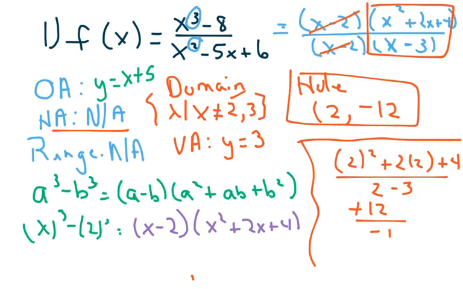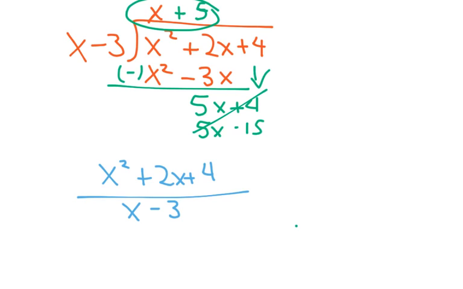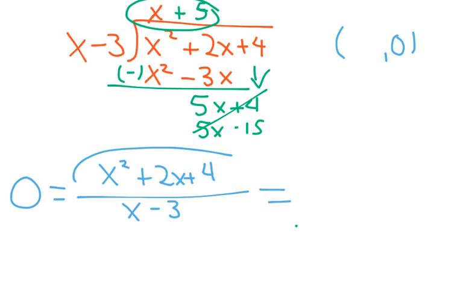Now I have to worry about the roots and the y-intercept. So when I look at this, I have x squared plus 2x plus 4 over x minus 3. And if I look, set this to 0 to find my roots, what I notice is I can't factor this. So there's no real roots.